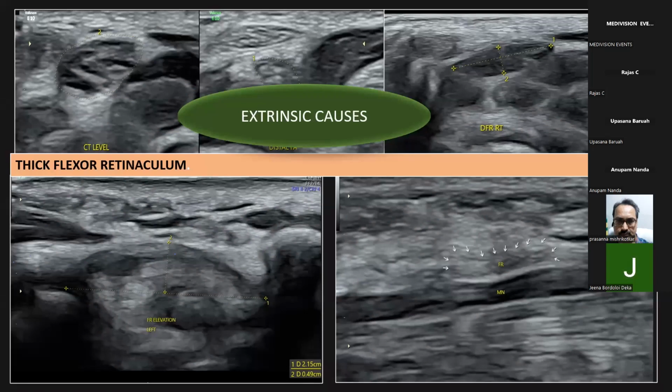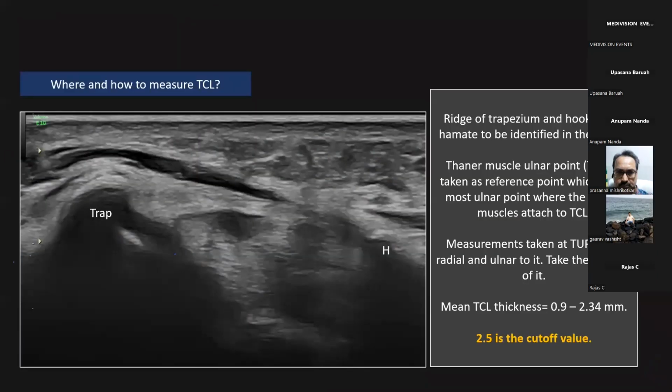Coming to some extrinsic causes, this is relatively underdiagnosed. There is thickening of the flexor retinaculum, as you can see here. But how to measure the flexor retinaculum? We know it doesn't have an even thickness throughout. So it's recommended that we go to the distal carpal tunnel and find the thenar muscle ulnar point. This is the most extreme point on the ulnar side of the thenar muscles. Then this is our carpal tunnel, suppose. So this is the first reference point, and we measure it there.